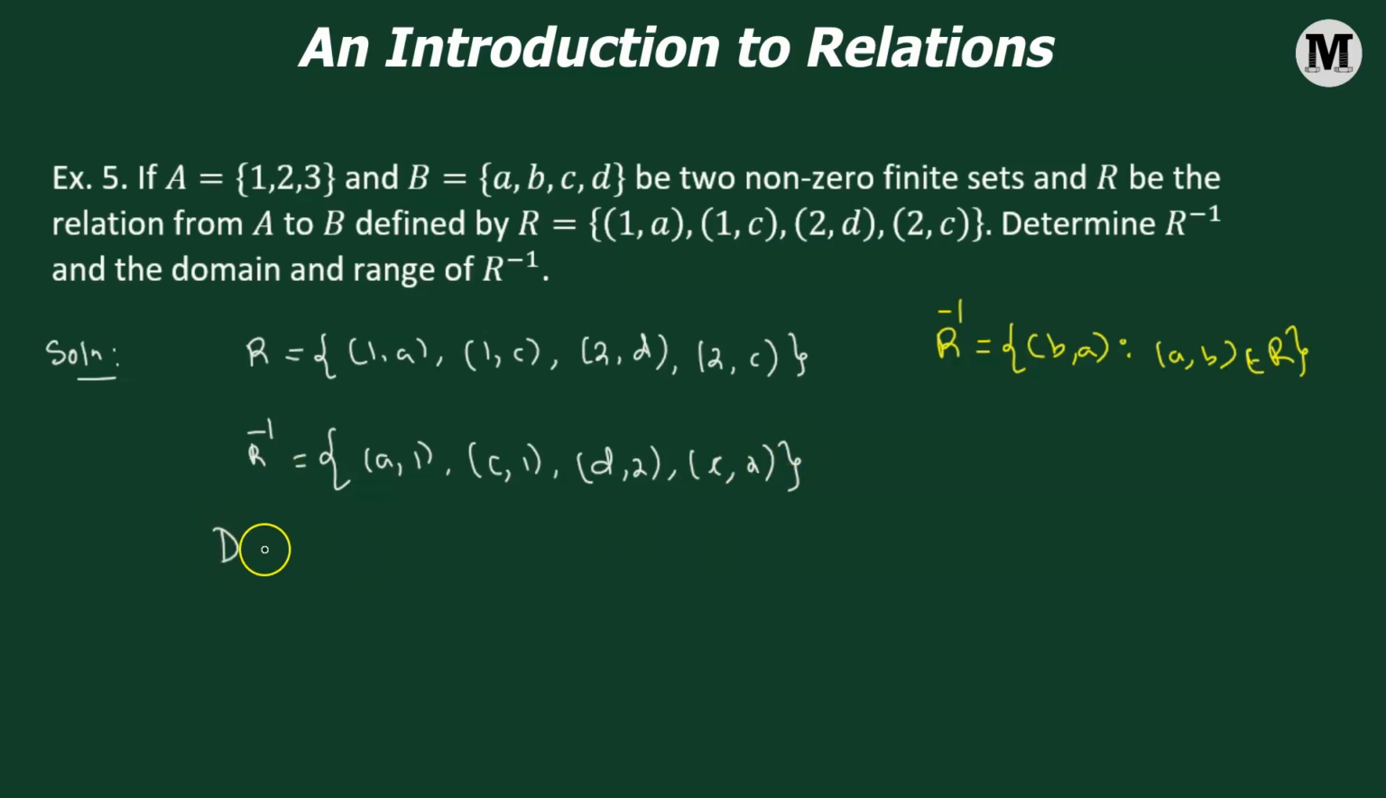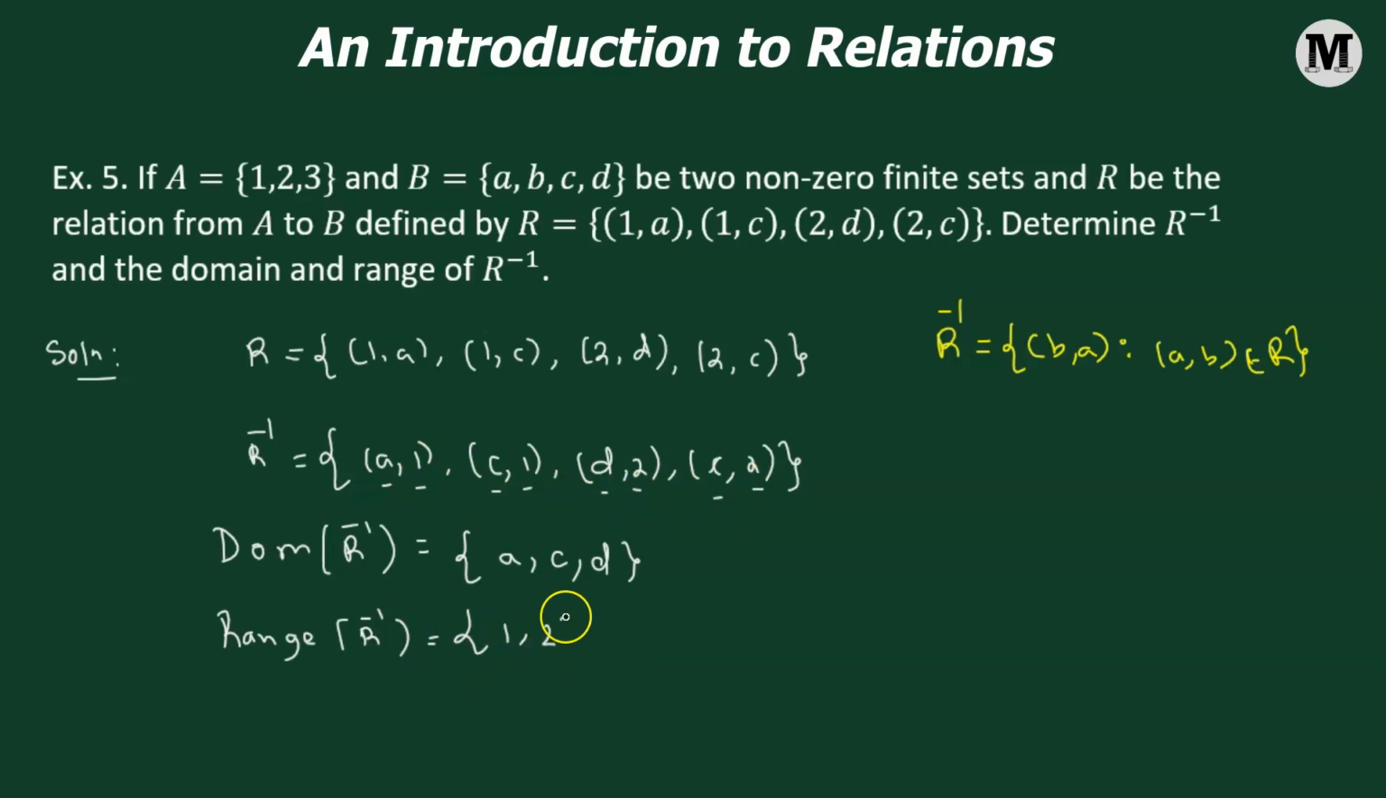Now that we have the inverse relation R, we can immediately obtain its domain and range. So for the domain of the inverse relation R, all we have to do is take the first element of each of the 4 ordered pairs. So here we have a, c, d and c. c is repeating twice, but we'll only consider it once. So we have a, c, d. So that's going to be the domain of the inverse relation R. Now we can also find out the range. The range of the inverse relation R is going to be the second element of the ordered pairs. So we have 1, 1, 2, 2, which means the range is given by 1, 2.